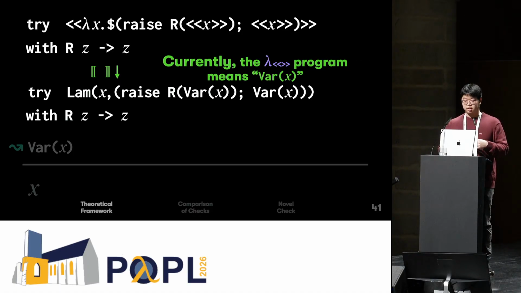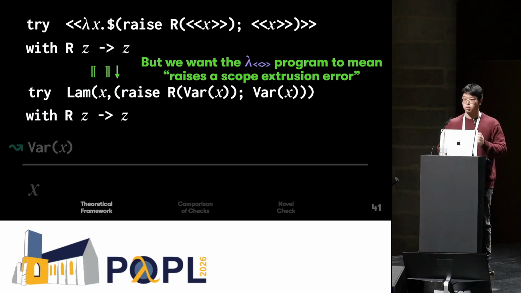And currently, the lambda quote program means something that runs to something that when it terminates returns a free variable, or the AST of a free variable. But that's not actually what we want it to mean. What we want it to mean is something that raises an exception at runtime, at compile time.